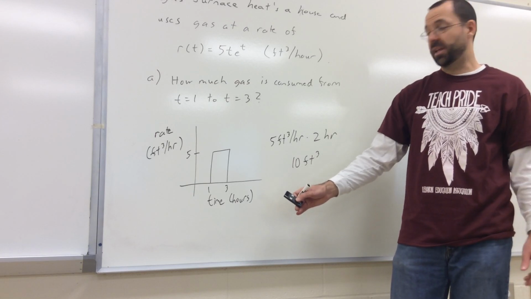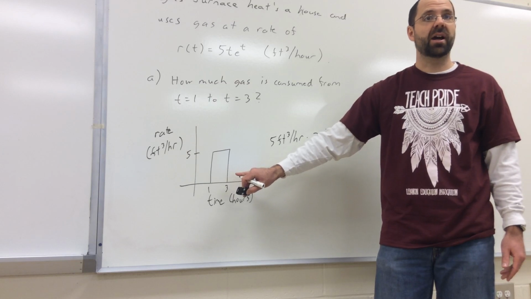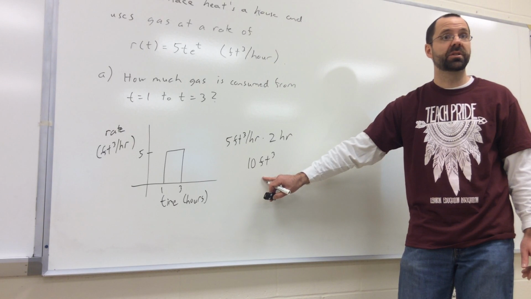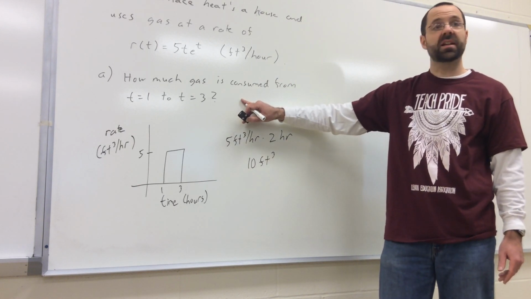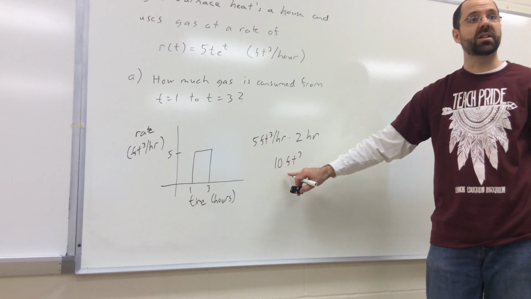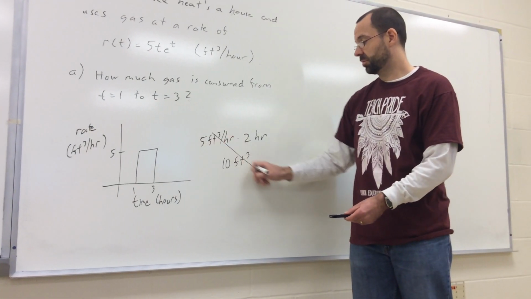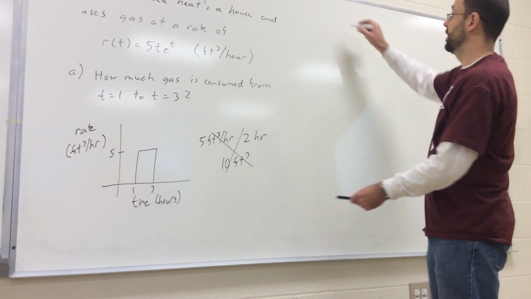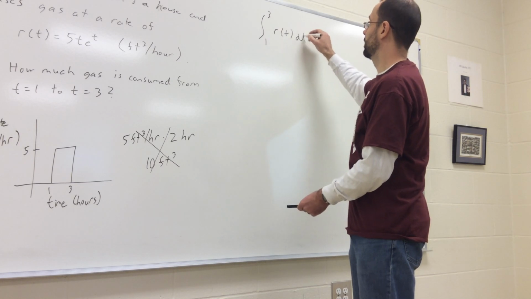So the point I'm trying to make is that if we find the area on this graph, that's going to tell us how many cubic feet of gas we use, which is what the question's asking. The question's asking how much gas is consumed from hour 1 to hour 3, so we want to know how many cubic feet. So the actual right answer, since I was just making those numbers up, would be the area from 1 to 3 underneath this rate function.